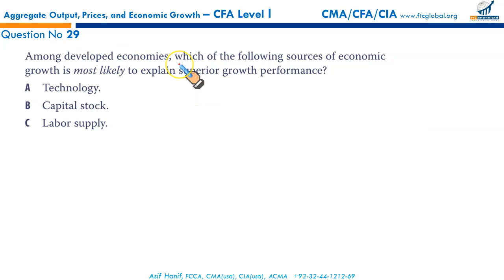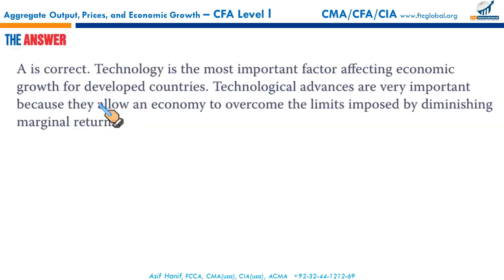Among developed economies, which of the following sources of economic growth is most likely to explain superior growth performance? Well, look no further. Developing economies have a large labor supply, so this is not the reason. What developed economies have is technology. Technology is the most influential factor affecting economic growth in the developed countries. Technological advances are very important because they allow an economy to overcome the limits imposed by diminishing marginal returns. So A is the right answer.